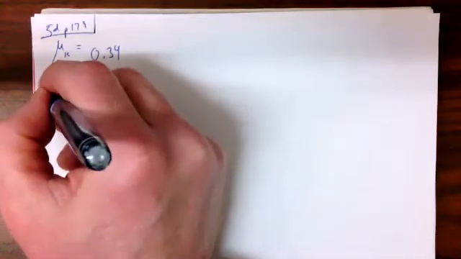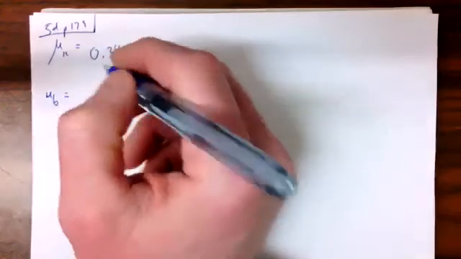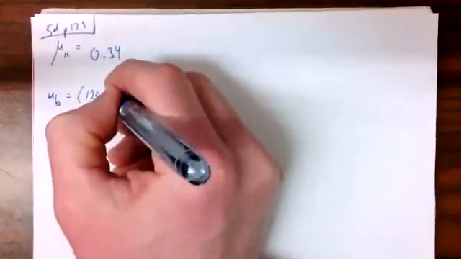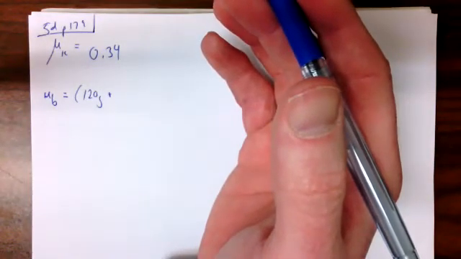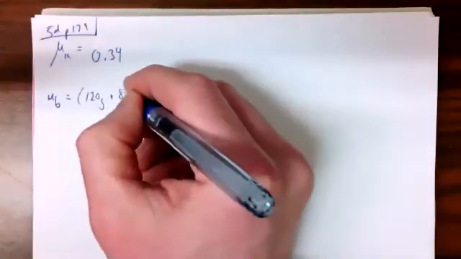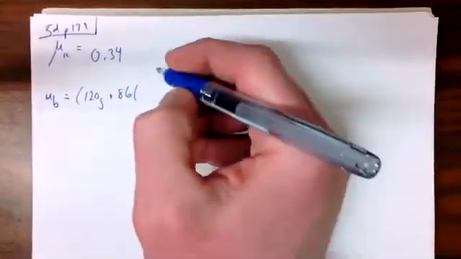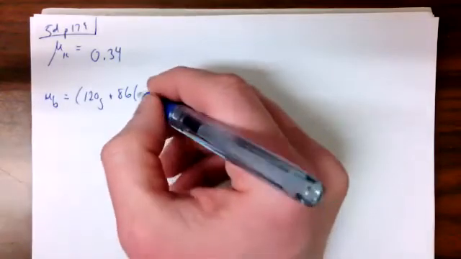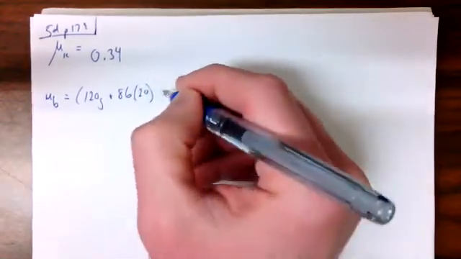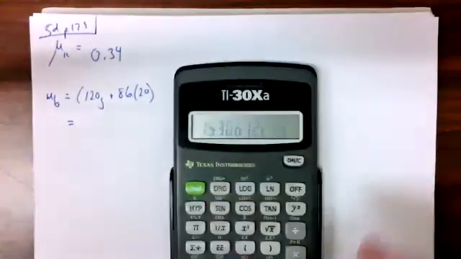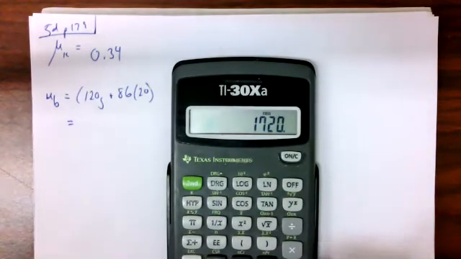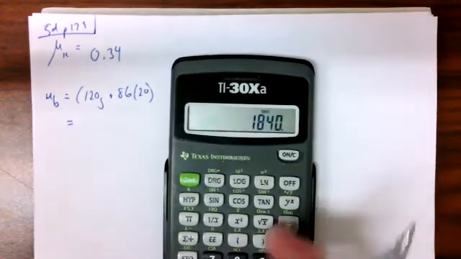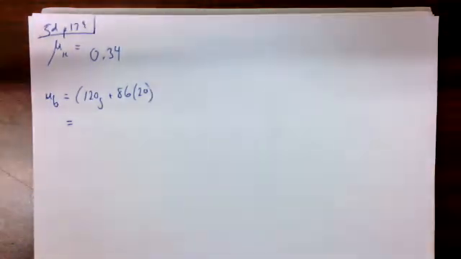0.34. The mass of that full bucket is 120 grams plus, what is it, like 34 or something? How many washers? I had 86 washers. Okay, 86, I just couldn't remember. 86 times, what are they each, 20 grams. Okay, so times 20. This is all going to be in grams. So 86 times 20, plus 120, divided by 1,000. So it's 1.84 kilograms.